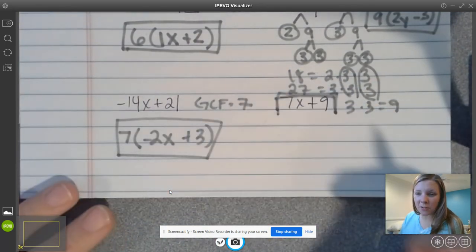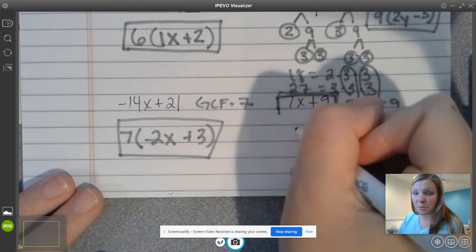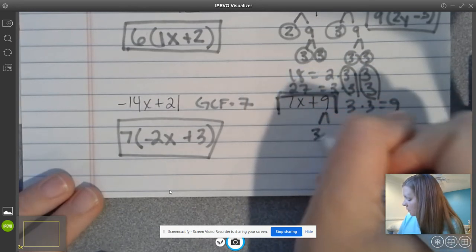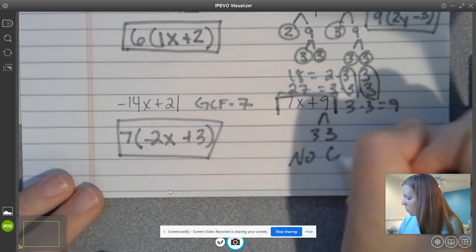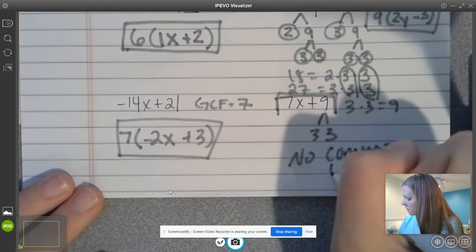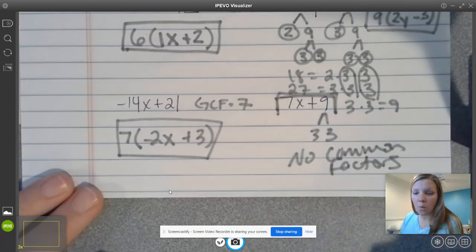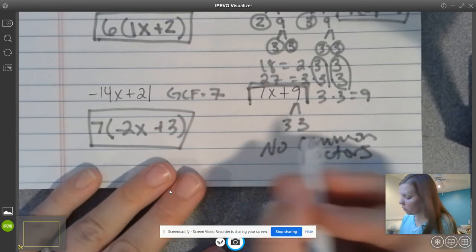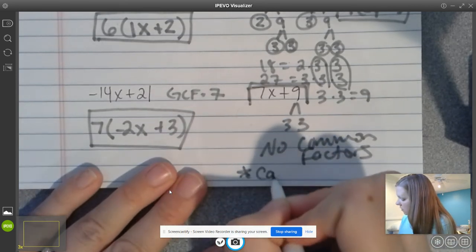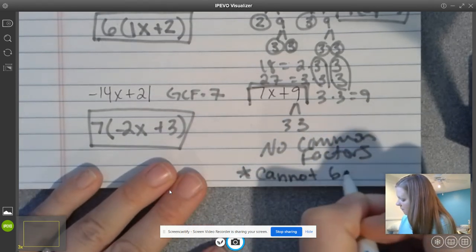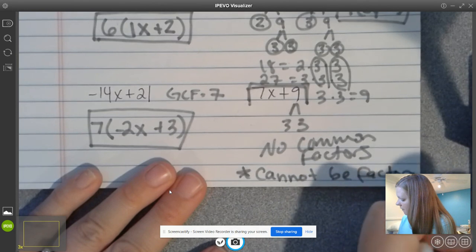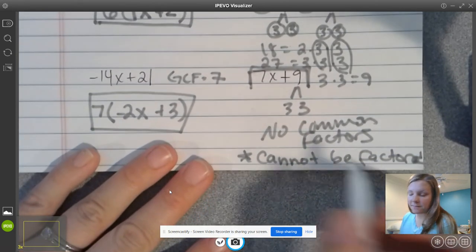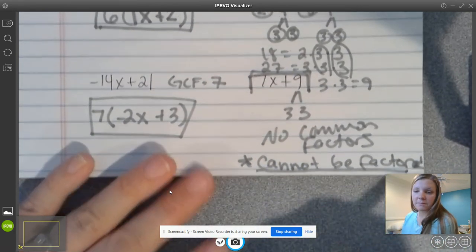For this last one, I kind of crowded it. When I try to find the greatest common factor, 7 is prime. 9 breaks into 3 and 3. They have no common factors. When that happens, we cannot factor it. When there are no common factors, we write the answer: cannot be factored. And that's my final answer.